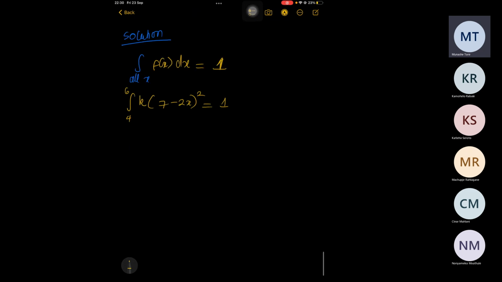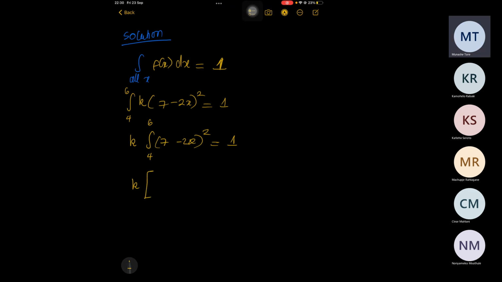Yeah, so we have this. Then we can factor out k. Then we integrate from 4 to 6. We get (7 minus 2x) squared. It's going to be equal to 1. Then on integrating, we know that k is outside.